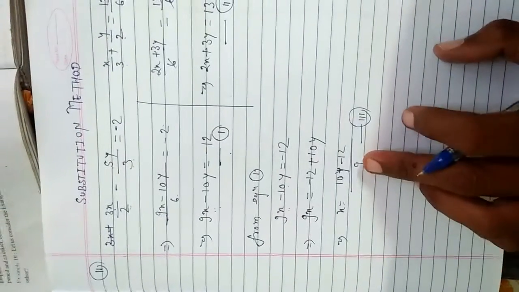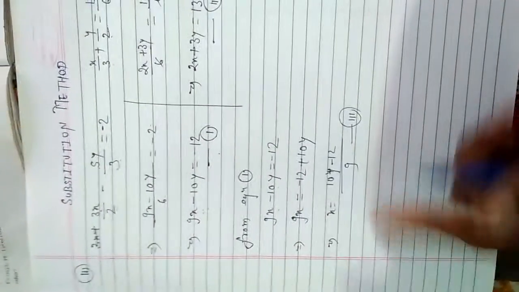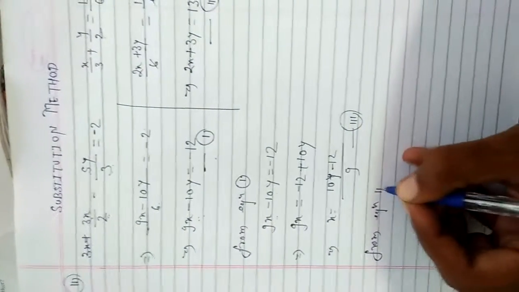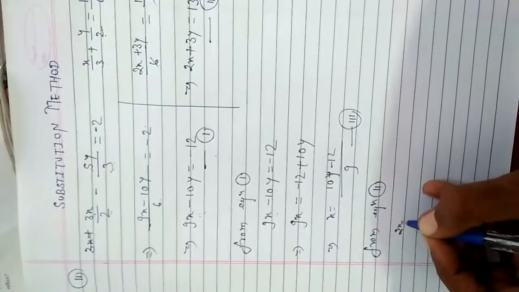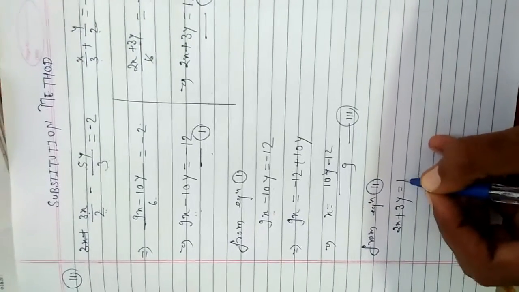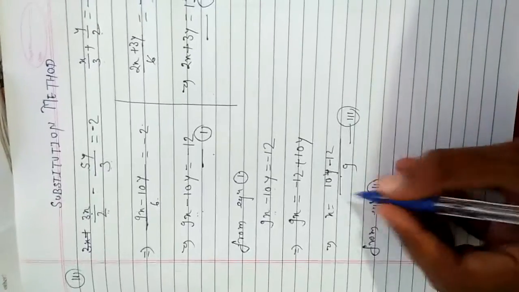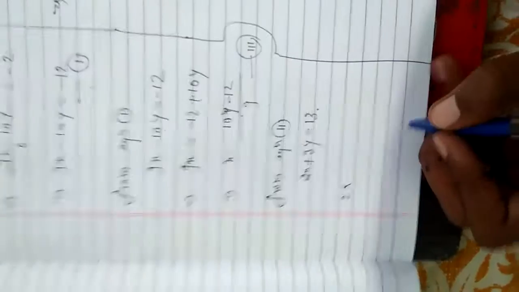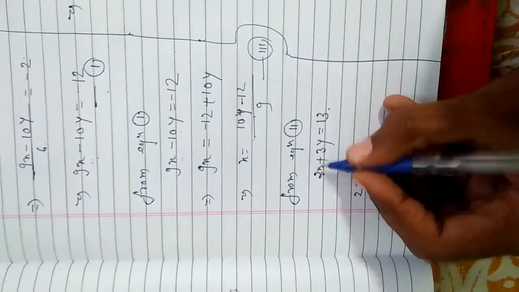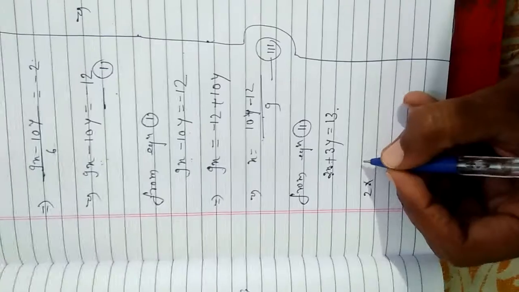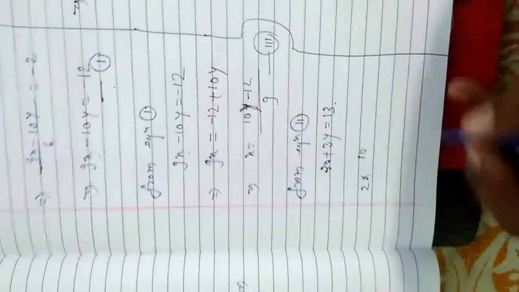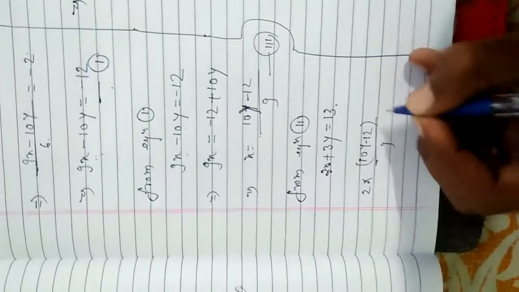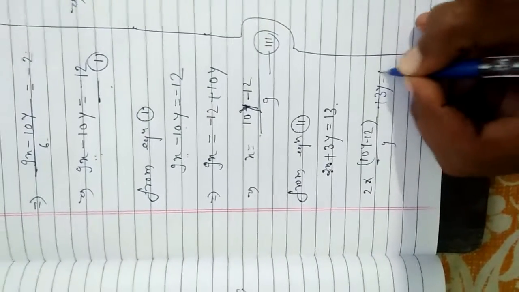Now put the value of x in equation number 2. So from equation 2, what is our equation number 2? 2x plus 3y equals 13, and put the value of x here. So what is the value of x? 2 into x, that is 10y minus 12 divided by 9, plus 3y equals 13.